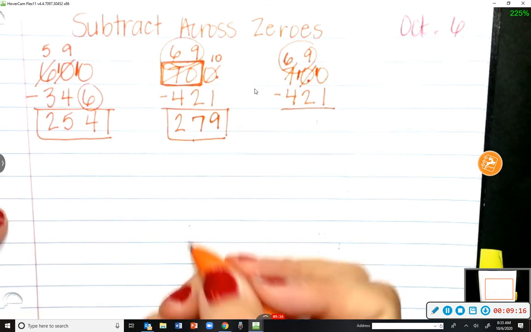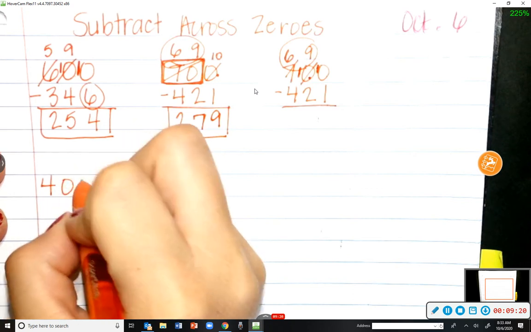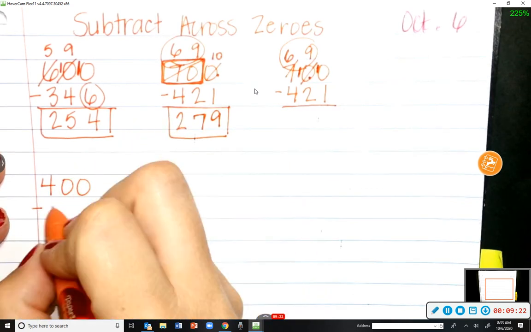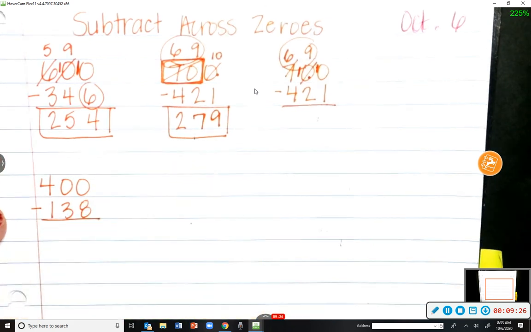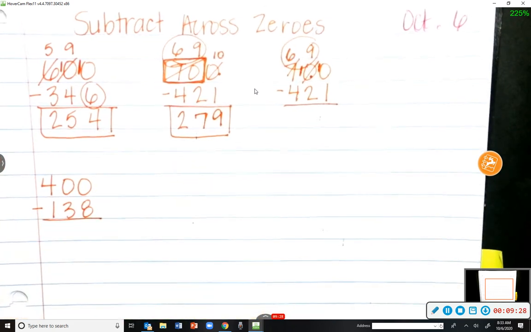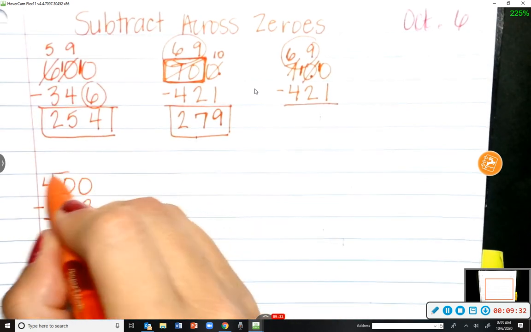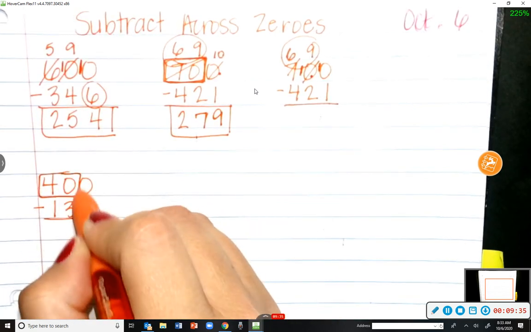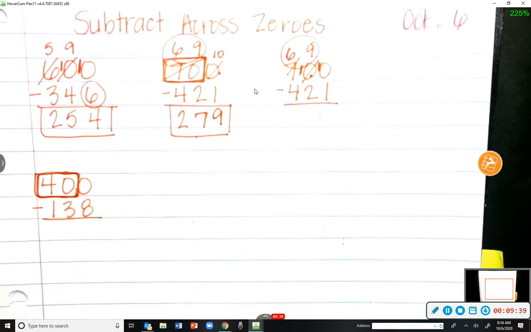Okay, next one. Can I do this one by ourselves? Sure. 400 minus 138. Okay, I'm going to go ahead and help you get started. You can box this and then think about what this would become if you borrow from 40.